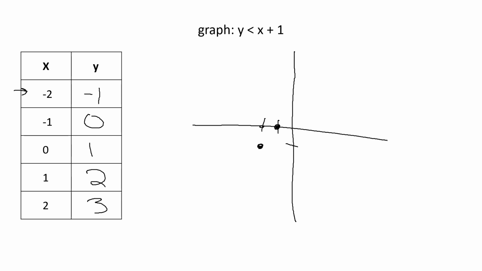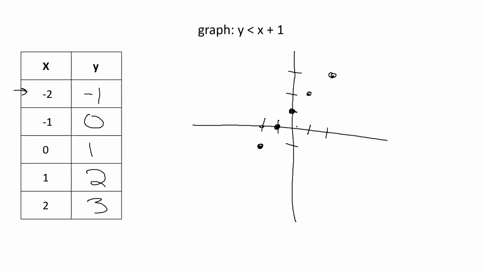My third point is 0, +1. Then x is 1, y is 2. X is 2, y is 3. Now, I can see very clearly where my line is. Here's where the difference is this week.